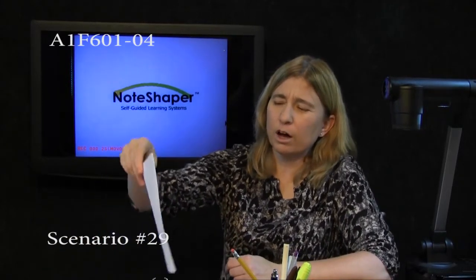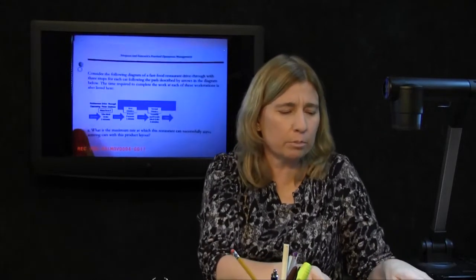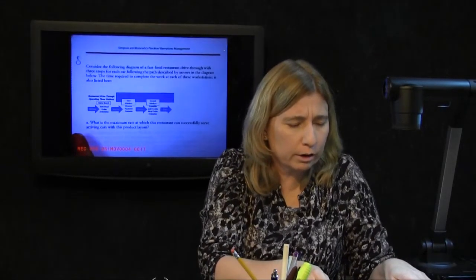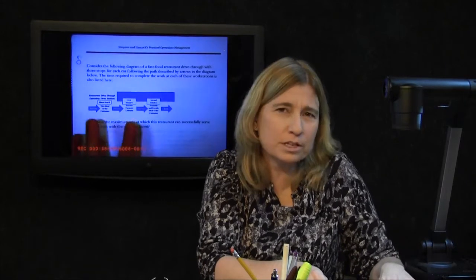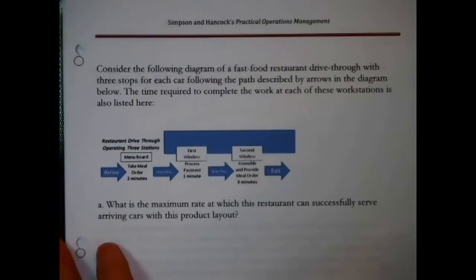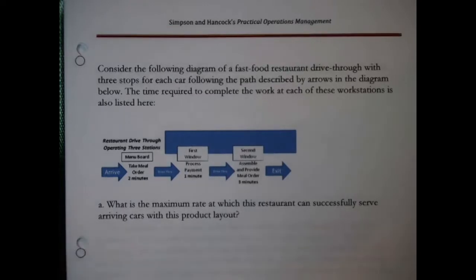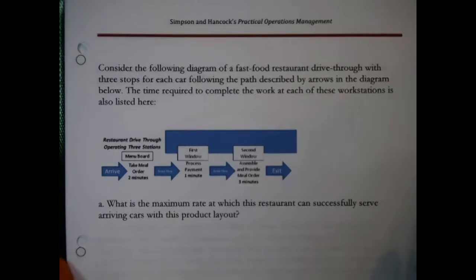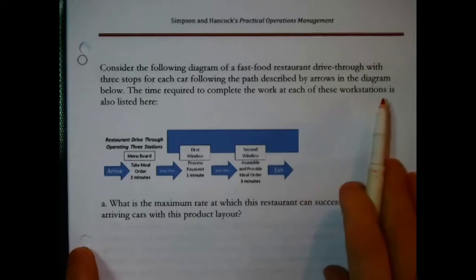Product layouts are most closely associated with assembly lines, so you wouldn't normally think of a restaurant being a product layout, but the fast food drive-through is essentially an example of a product layout in restaurant service, and you can see that in this particular problem. Consider the following diagram of a fast food restaurant drive-through with 3 stages for each car to follow the path described by the arrows in the diagram below.